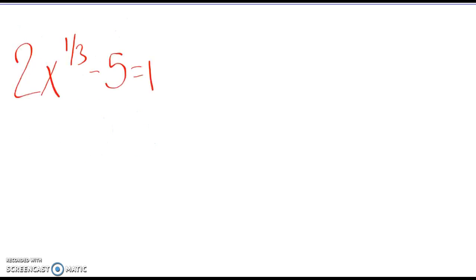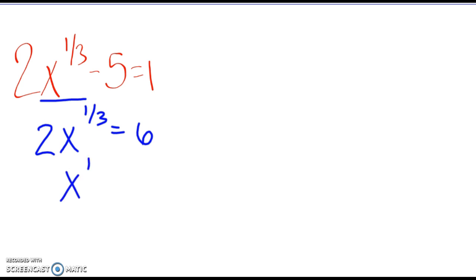This one has no parentheses. I'm going to isolate this rational power. So I'm going to first add 5. So I get 2x to the 1/3 equals 6. Next, I'll divide by 2. x to the 1/3 equals 2. I'll raise this to the reciprocal power, 3/1.